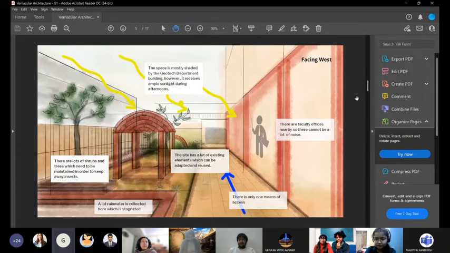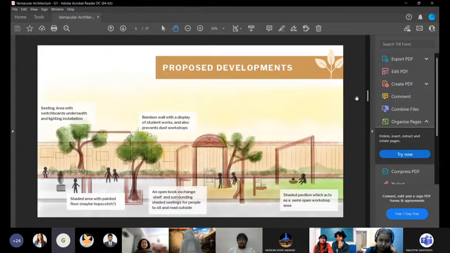Next slide. So these are the overall developments which we are proposing. We will further explain them in detail, but overall we tried to separate it into 5 parts.